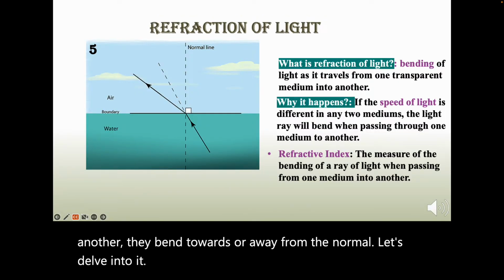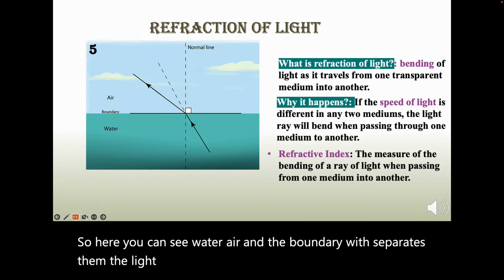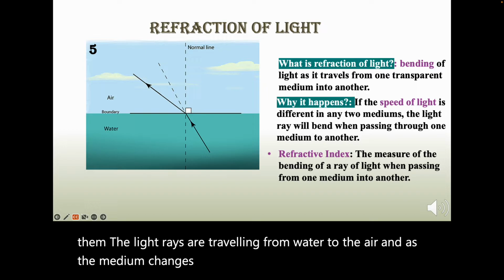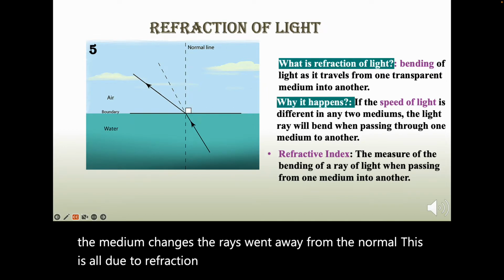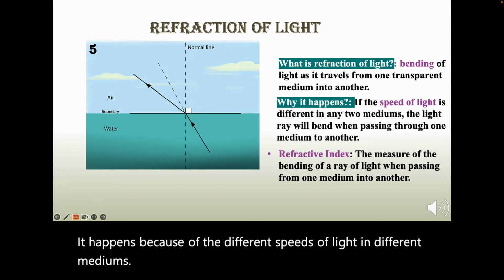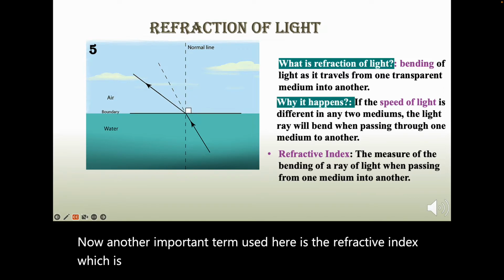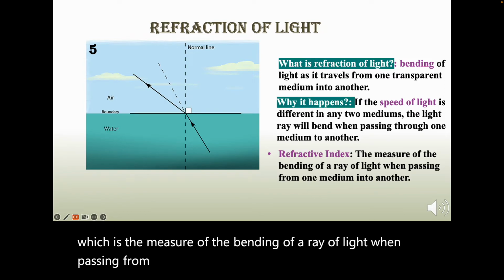So here you can see water, air, and the boundary which separates them. The light rays are traveling from water to the air, and as the medium changes, the rays bend away from the normal. This is all due to refraction of light. It happens because of the different speeds of light in different mediums. Now, another important term used here is the refractive index, which is the measure of the bending of a ray of light when passing from one medium into another.